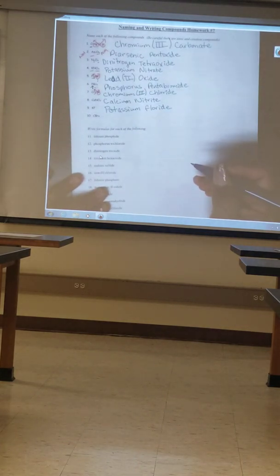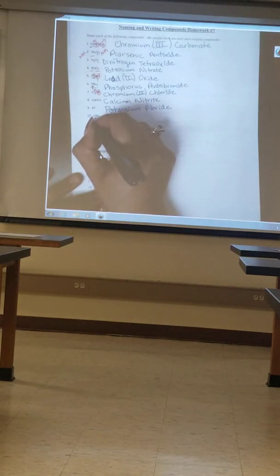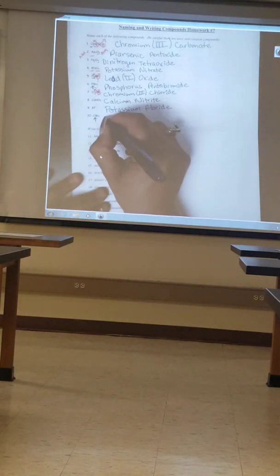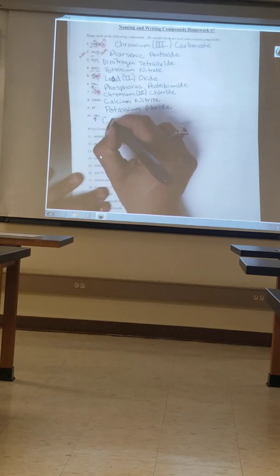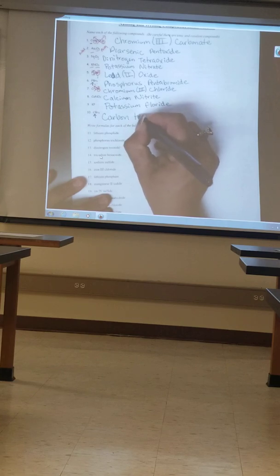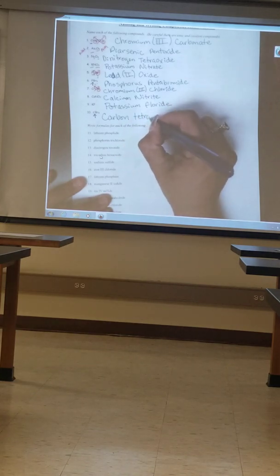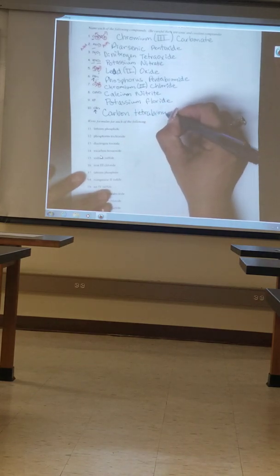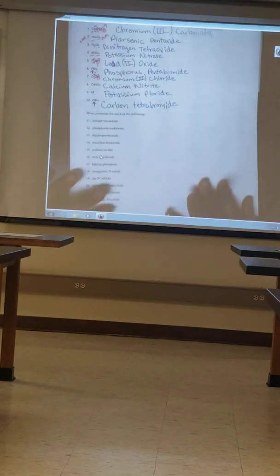Then the last one is carbon and then bromine, and they are both non-metals, so I need prefixes, but I do not use a prefix as a 1 for the first one. So I'm not going to use mono, I'm just going to say carbon, and I'm going to say tetra for the 4, brom for the middle of that word, the root word, IDE.